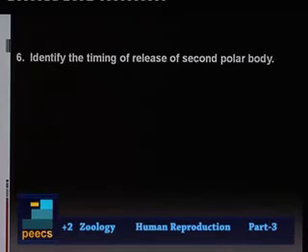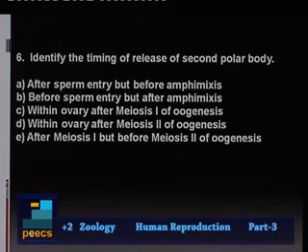Coming to question number 6, identify the timing of release of second polar body. Here is a set of options. You know, second polar body will be released only after the sperm entry. Sperm is actually entering into a secondary oocyte, and after the sperm entry there will be completion of second meiosis. Then there will be release of the second polar body. So here you can pick the answer.